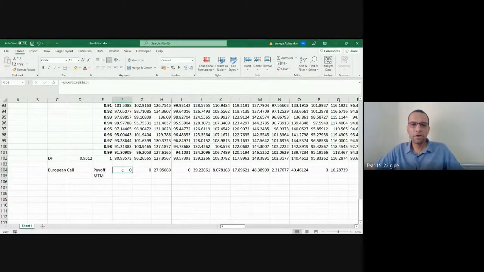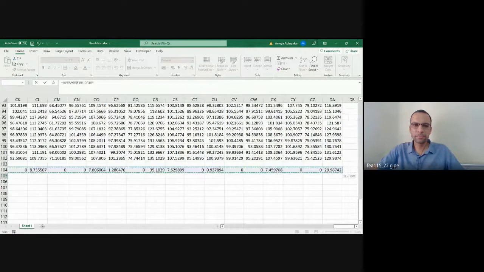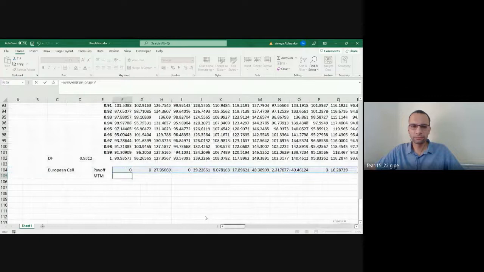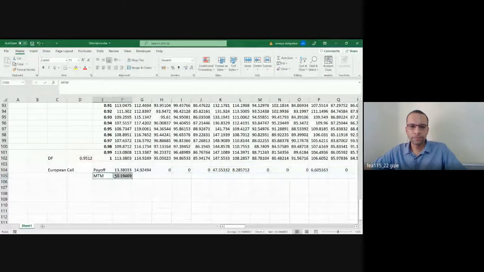My option payoffs are there, simple maxing condition. I can do equal to the average of these payoffs into the discount factor. So this should give me my call option price.